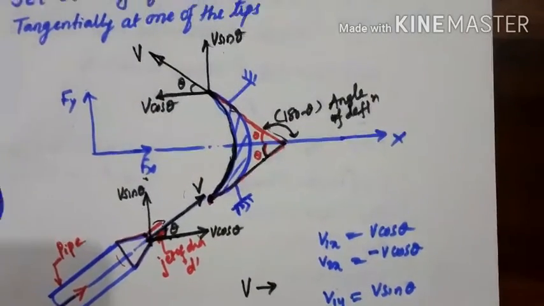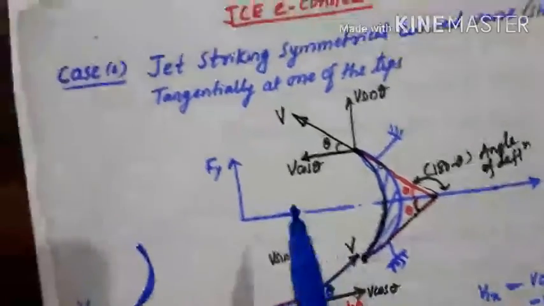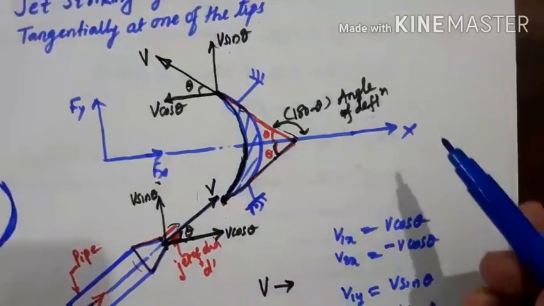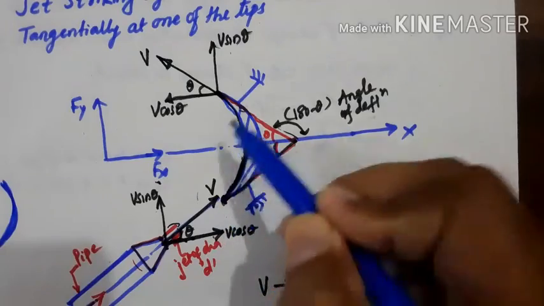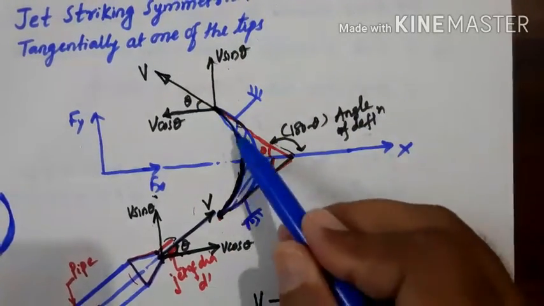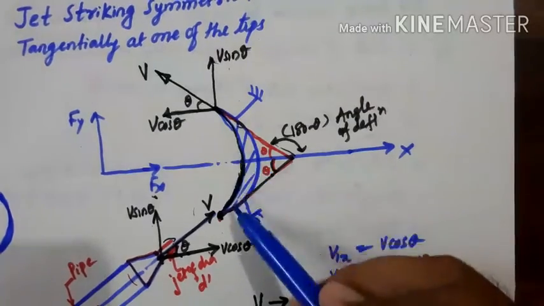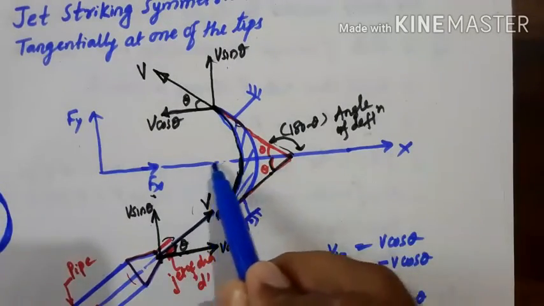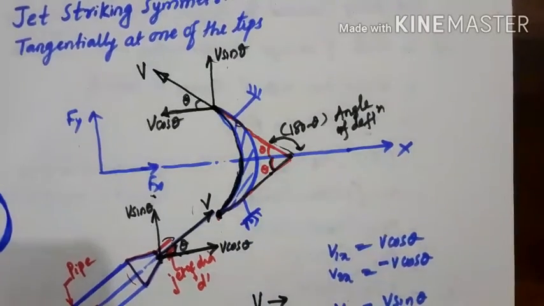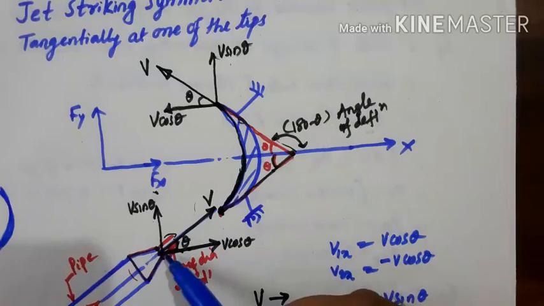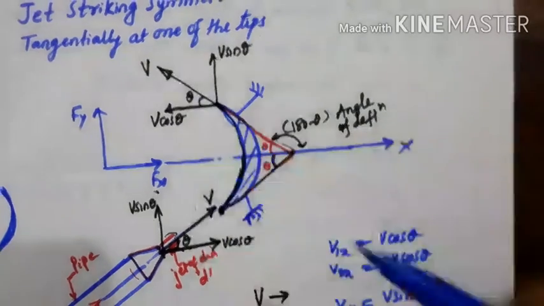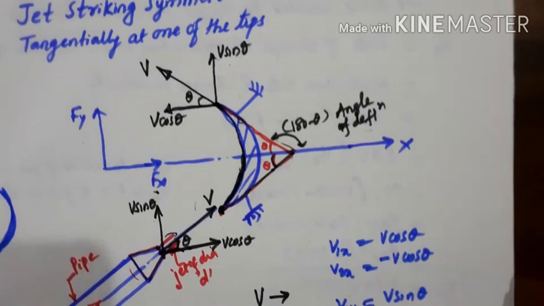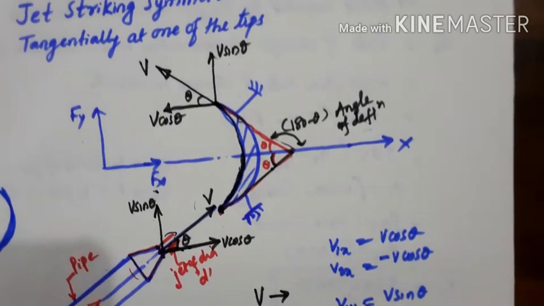Okay, in the third case, what do we take? We take again the curved vane, striking tangentially at one of the tips, but the vane is kept unsymmetrically. Means the jet will enter with some angle and exit with some other angle. That is the unsymmetrical case, meaning the vane is not symmetrical about the x-axis. It is not a mirror image of one another. If you draw a center line here, this vane is not symmetrical about the x-axis. So how can we identify it? The jet enters with some angle and exits with some other angle. That is the third case: the jet striking an unsymmetrical curved vane tangentially at one of the tips. We'll see that in the next part of this lecture. Thank you.